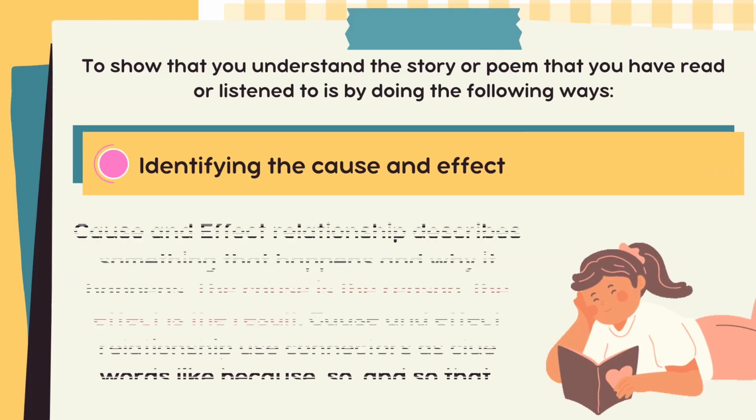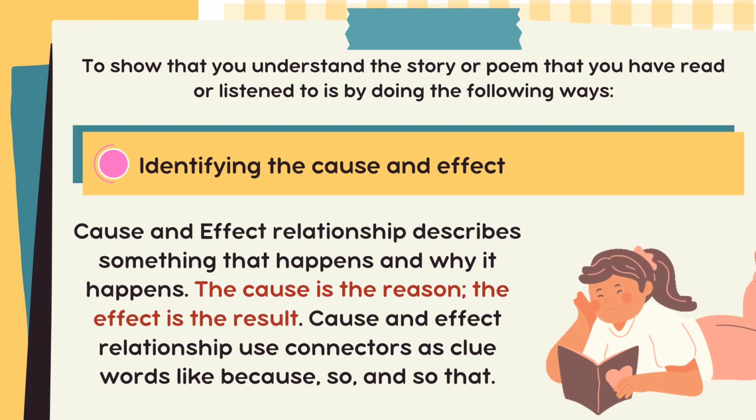Cause and effect relationship describes something that happens, and why it happens. The cause is the reason, the effect is the result. Cause and effect relationship use connectors as clue words like because, so, and so that.